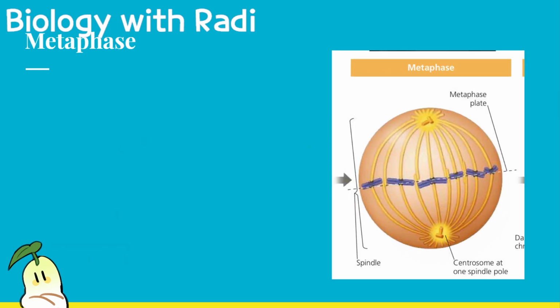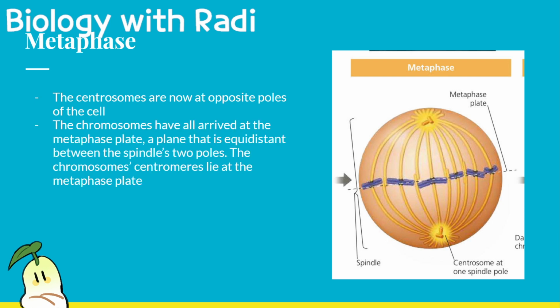Next is metaphase. During metaphase, the centrosomes are now at opposite poles of the cell. The chromosomes have all arrived at the metaphase plate, a plane that is equidistant between the spindle's two poles. That means the distance between this pole over here and the metaphase plate, and the opposite pole and the metaphase plate, is the same. So equidistant, same distance from the metaphase plate. You can basically think of the metaphase plate as being right in the middle if we imagine the cell as a circle, like in this diagram.